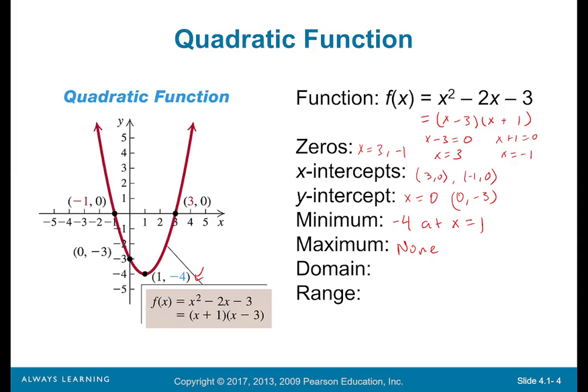Our domain is everything on the x-axis that we can plug in, which of course here is negative infinity to positive infinity. And our range then are all the y values that are hit by this function. That's negative 4 up to positive infinity. Hint, hint, the domain here for any polynomial is always negative infinity to positive infinity. That is always true. So you can always keep that in mind.